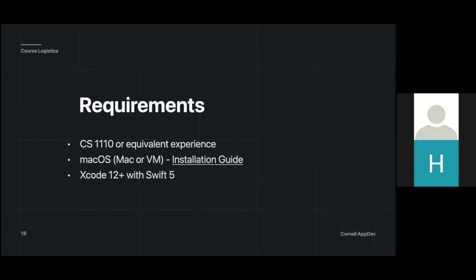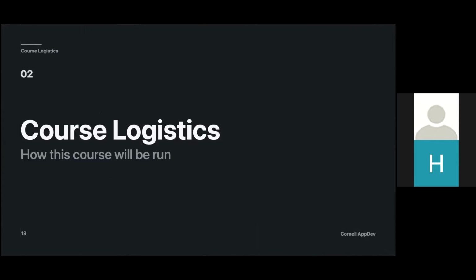Also, you'll need macOS, so either you have a Mac or try to run it on a VM, but no guarantees that the VM will work. So your best bet is to have a macOS. There's also a link here in the slides, which you'll be able to access later if you do not have a Mac, so that you can try to install a VM. And also we require that you have Xcode 12, which is the latest version of Xcode with Swift 5.